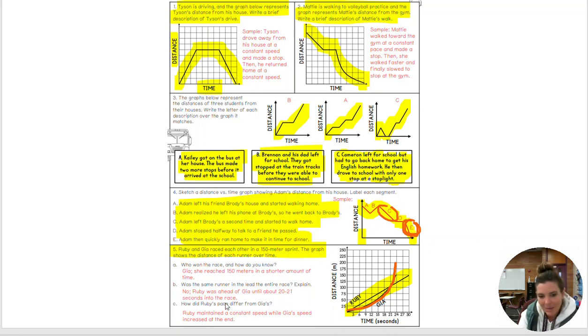And then it said on part B, was the same runner in the lead the entire race? And you would say no. Right here, Ruby was ahead of Gia. And then right here's the place where Gia took off, and then she was ahead of Ruby. Her distance right here is higher than Ruby's distance right here, okay? And then how did Ruby's race differ from Gia's? She maintained a constant speed, and then Gia's increased at the end.